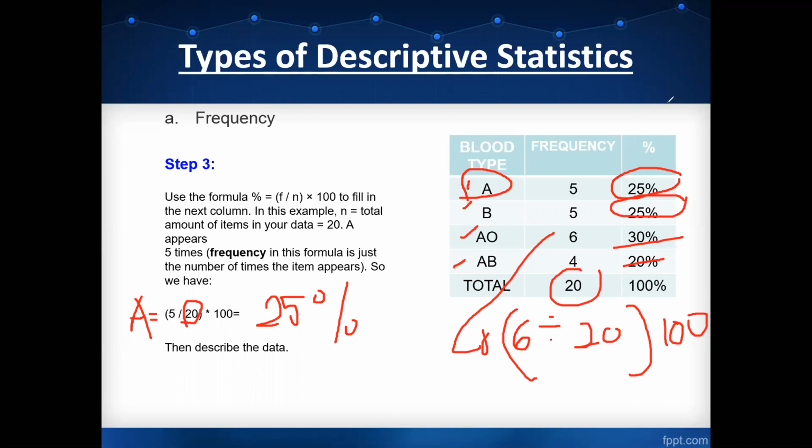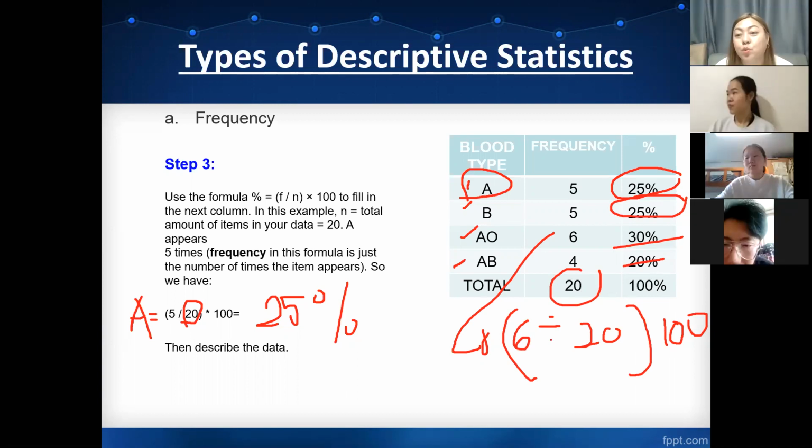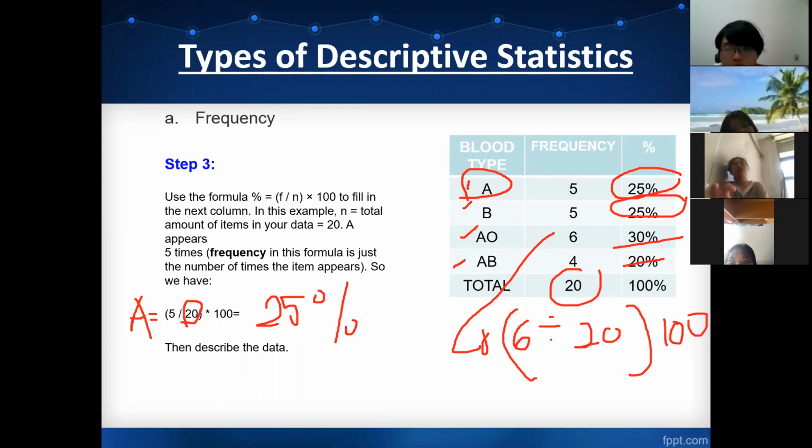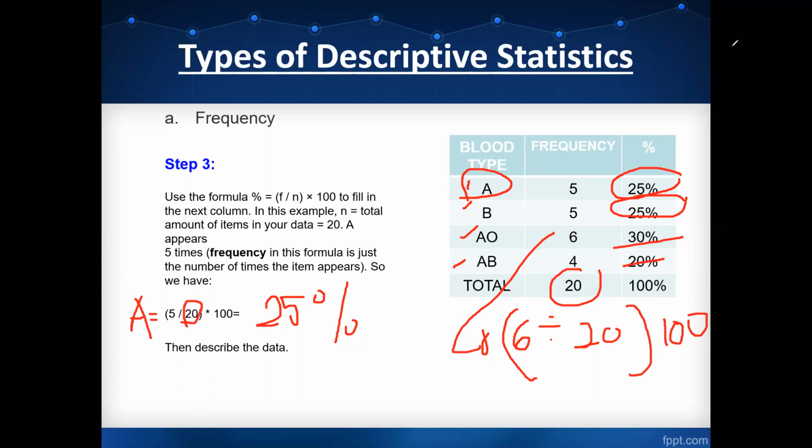Professor, how can we describe this? Tien, describe the data. What does it mean? Which blood type has the most number? The highest number we have? What is the most numbered blood type? Type what? O. It means that the universal blood, the most common type of blood that the patients have, is type O. That is how we describe the data.